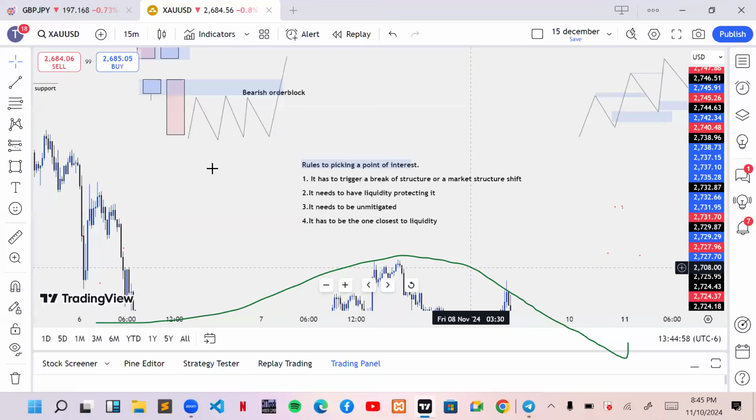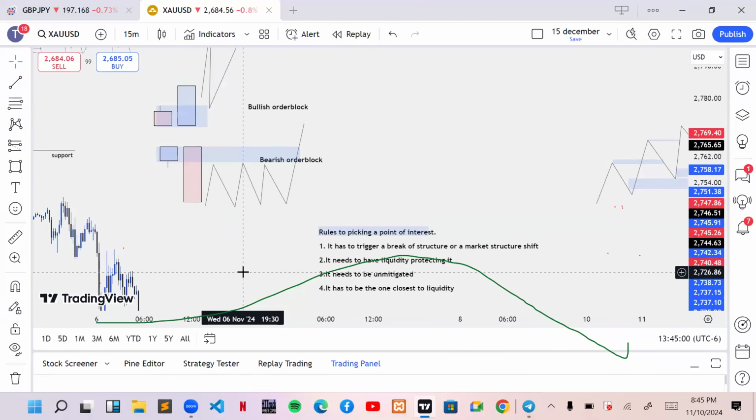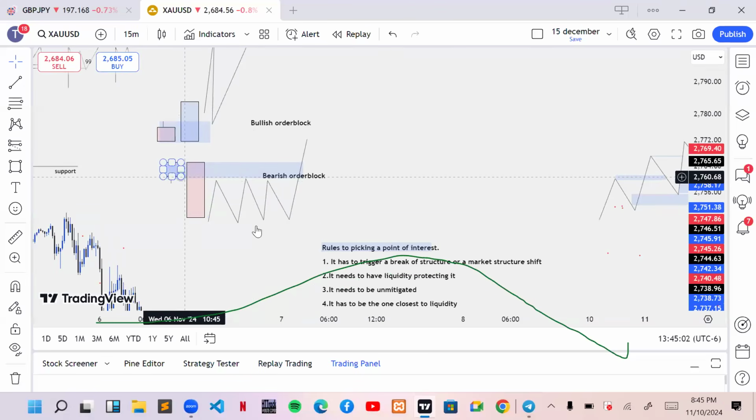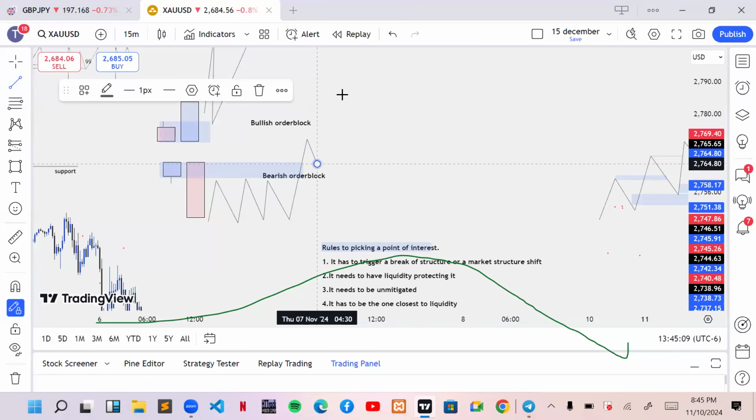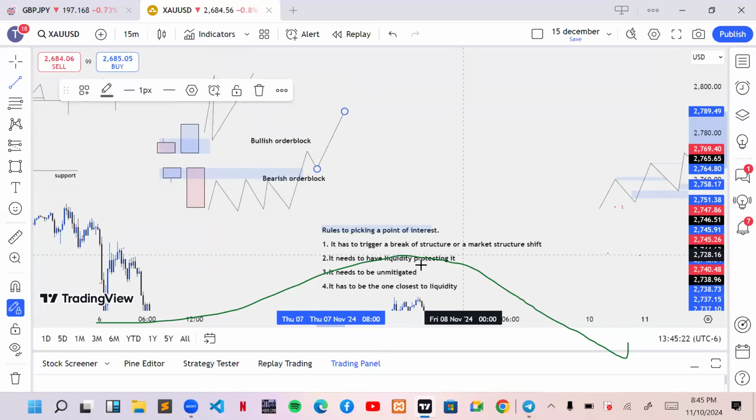So, like I said, a breaker block is a failed order block. So, if you're expecting to take a sell from this other block here, and market actually failed, you're expecting now to take a buy from this breaker and start pushing off. So, a breaker block is a failed order block, but you only use it when it meets all these 4 criteria, when it's unmitigated and when it's the closest point of interest to liquidity. So that is just it.